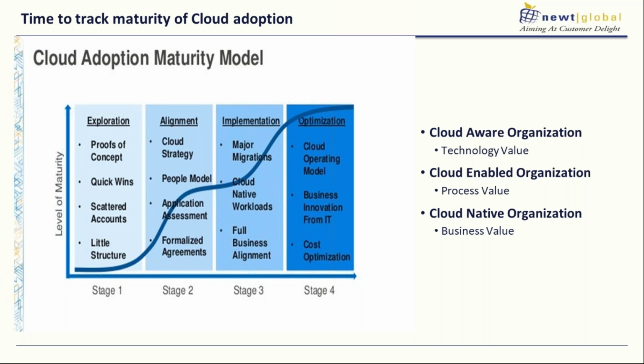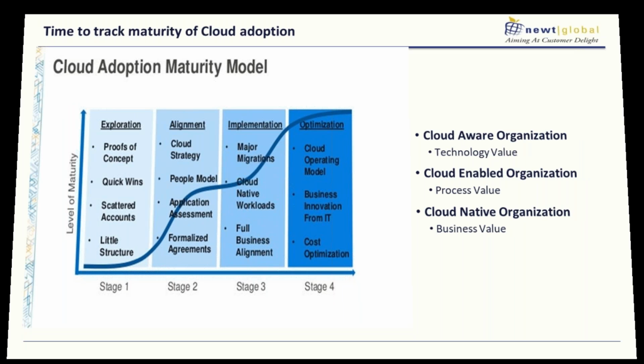But the most important one would be the cloud native organization, which is to say I derive business value from cloud migration. These are the ones who basically will adopt cloud as an end-to-end business strategy. And all the born in the cloud companies like your Salesforce.com or Facebook or all the new companies are all in the cloud native stage. And that's why they realize the best value out of whatever cloud adoption they have taken.